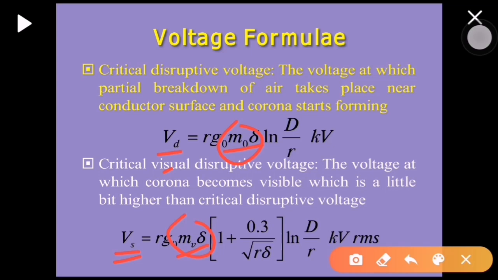Further, Vs is having two types of mv. It means two types of surface factors. One is for the local corona and the other is for general corona. Local corona means we can locally visualize the effect of the corona at some portion or at some length of the conductor. General corona means throughout the length of the conductor corona can be visualized. So mv for the local corona will definitely be less than that of general corona.